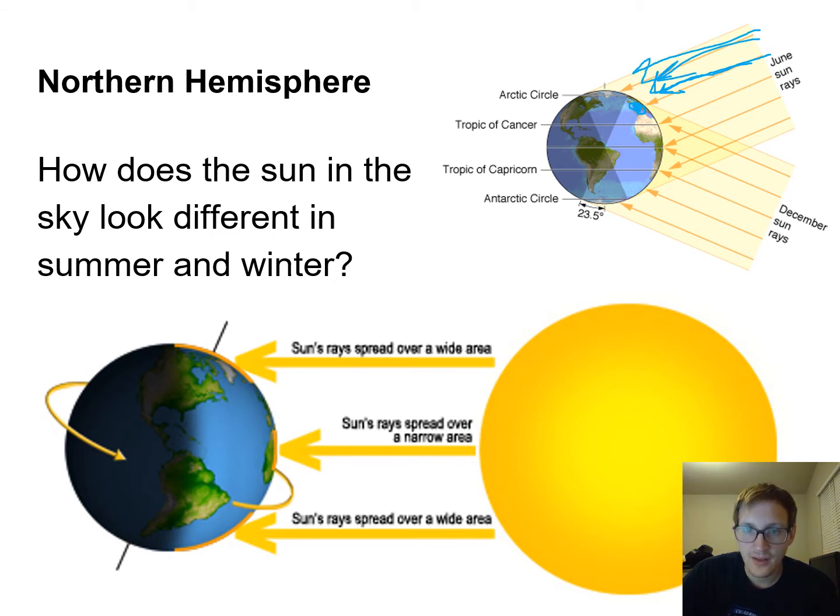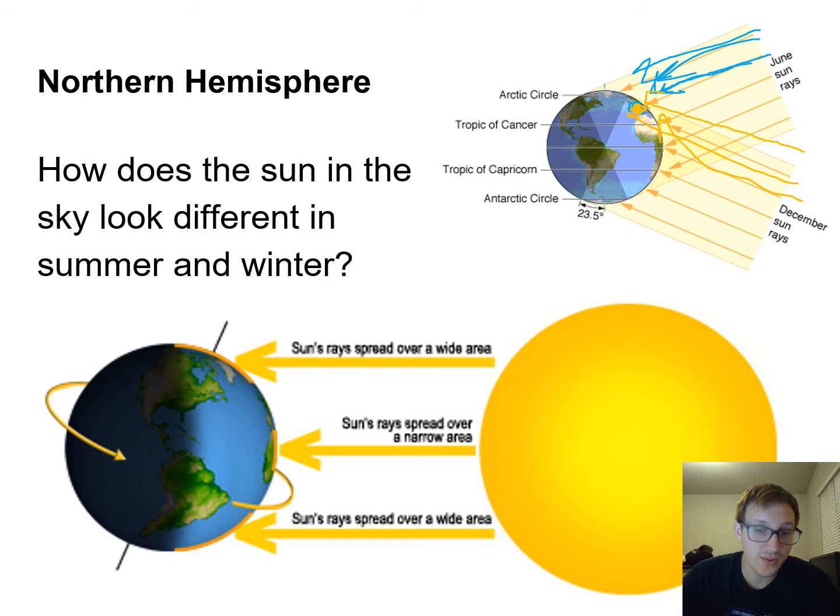At the same location, let me get a different color. Let's do orange. Same location. In December, notice that the rays that come in are going to be coming in at a much different angle and not hitting us directly hardly at all. This is what causes it to be cold because we don't get a lot of solar radiation.